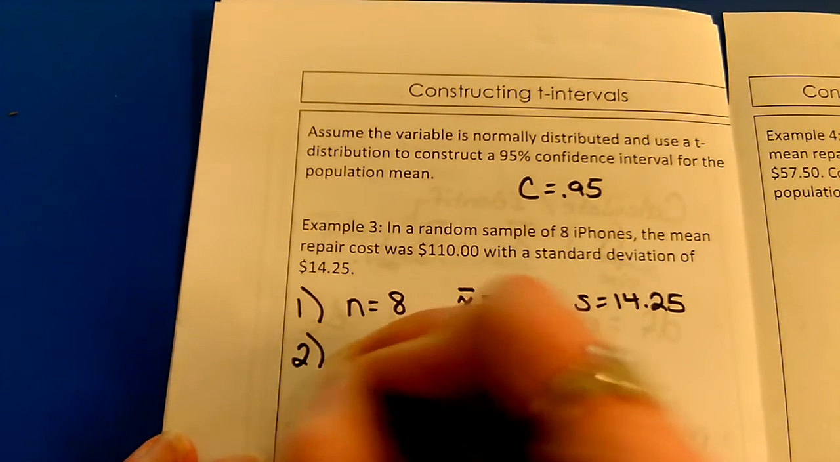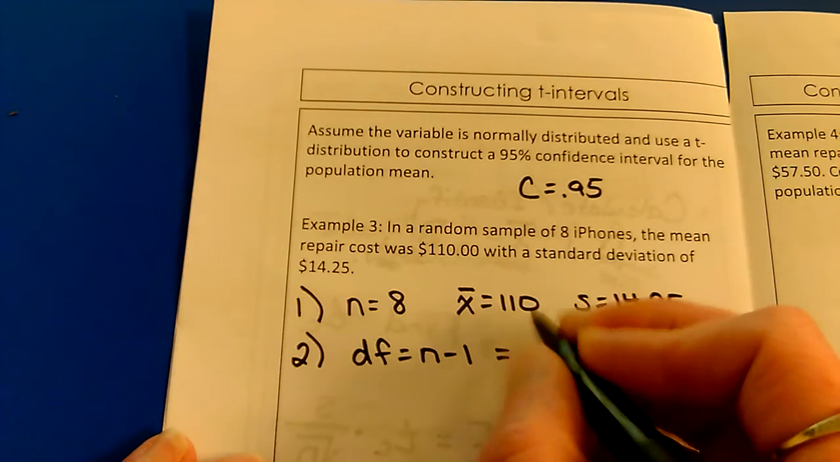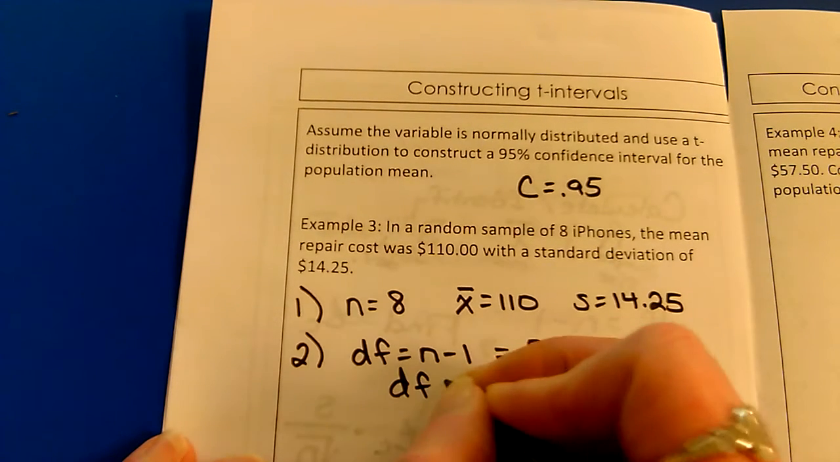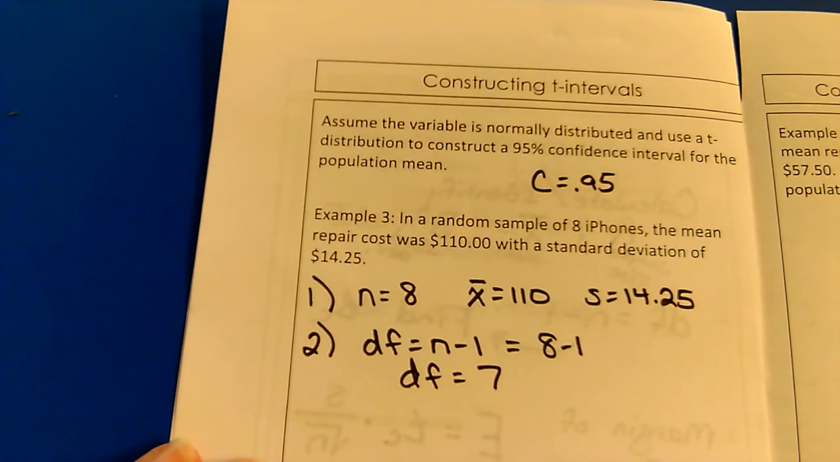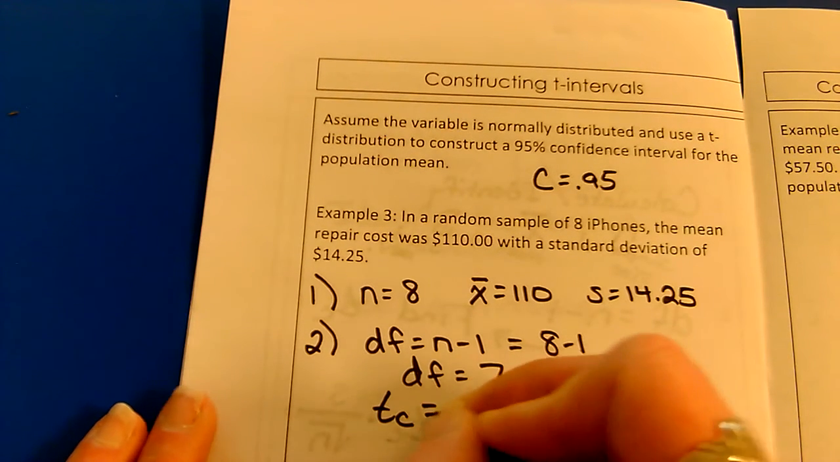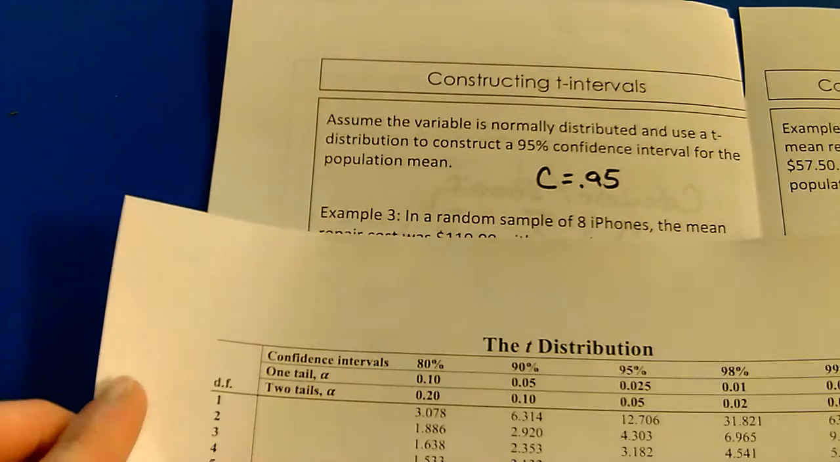Next step is to find the degrees of freedom, which is n minus 1. So in our case, that's 8 minus 1. Our degrees of freedom is 7. I'm going to use that to find my critical value. So you should have been given, or if you're not, just stop and go get this, a t-distribution chart.